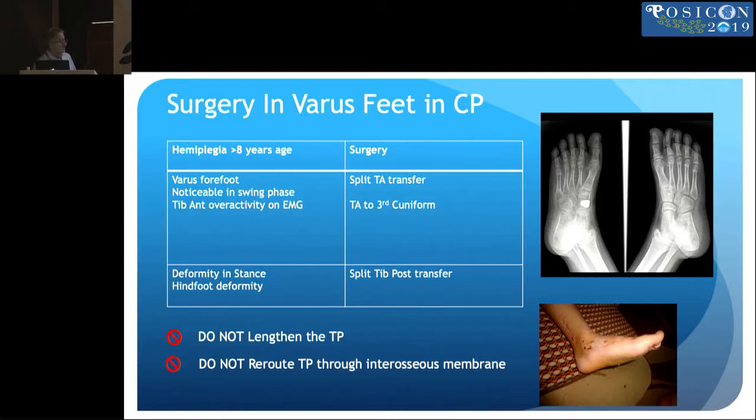So here is this kid who has undergone a medial column lengthening with an interposed graft and a shortening of the cuboid. And that gives you a good result. This is a kid just out of cast though. Two words of caution: never lengthen the tibialis posterior and do not reroute the tibialis posterior through the interosseous membrane, because this will give you a dorsiflexion contracture and that one will give you a horrific flat foot.